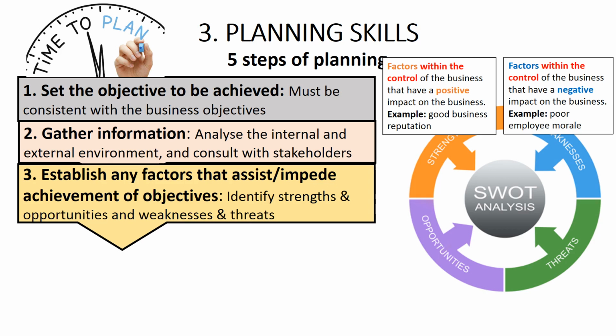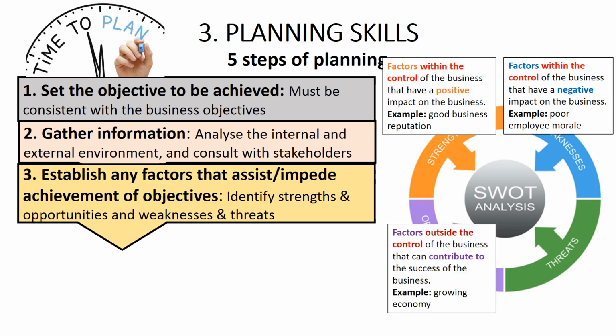In the context of the external environment, there are both opportunities and threats. Opportunities are factors outside the control of the business that can contribute to the success of the business. An example of an opportunity is a growing economy. Businesses can't control or influence the economy, but a growing economy can contribute to the success of the business because, for example, if the economy is growing, then customers will have more money to spend on buying products from the business.